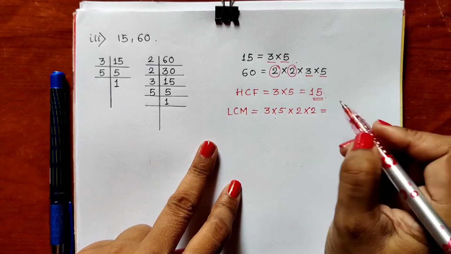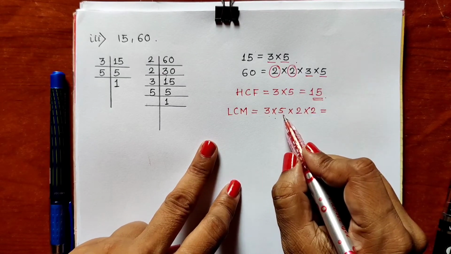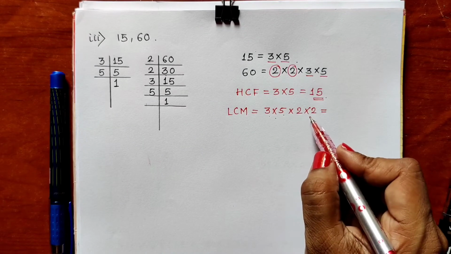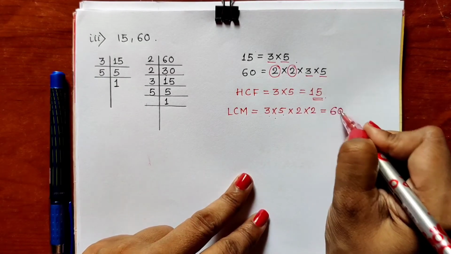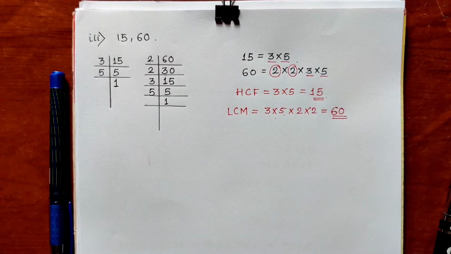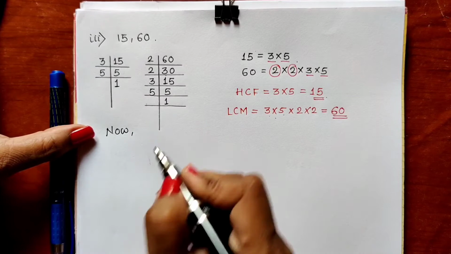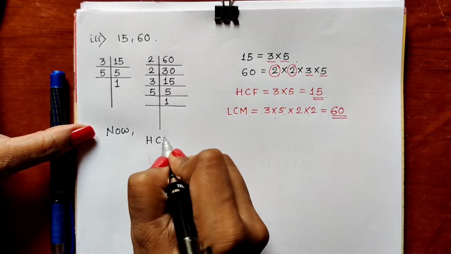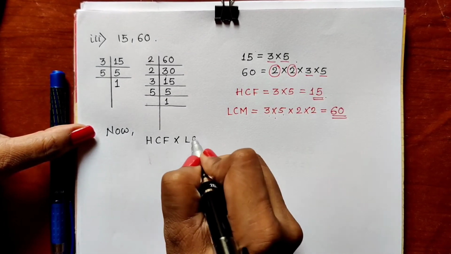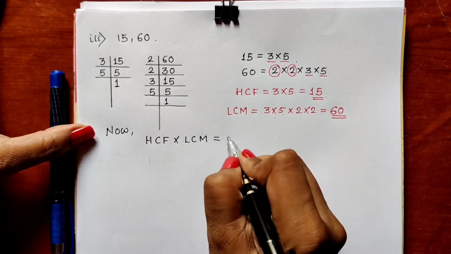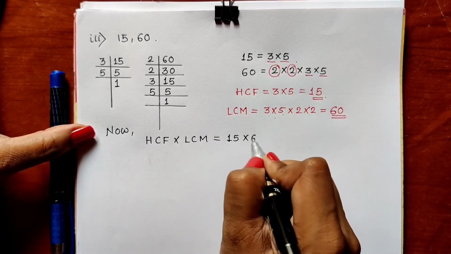Let us multiply. What we will get? 3 5s are 15. 15 2s are 30. 30 2s are 60. So LCM is 60. So in this way we have got SCF and LCM. Now we have to find out the product of LCM into SCF. Now SCF multiplied by LCM is equal to 15 multiplied by 60.